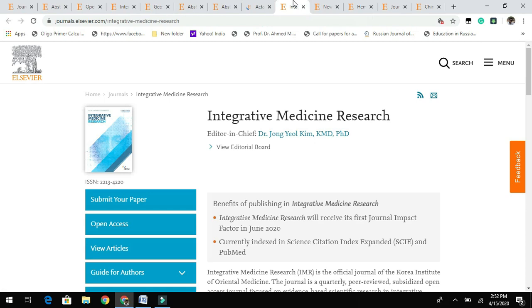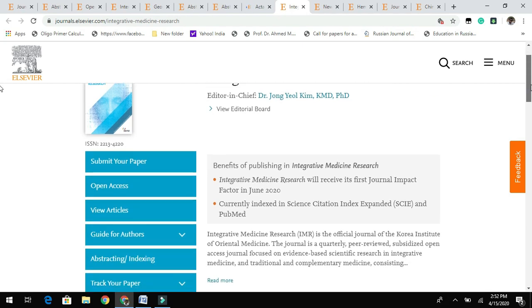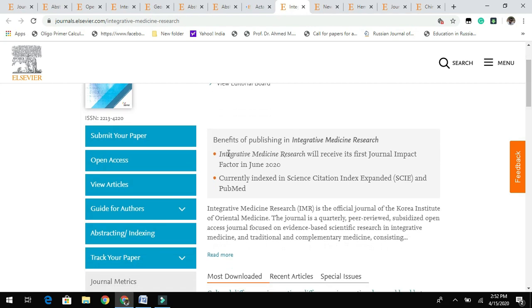So moving on to the next journal, Integrative Medicine Research. Publishing on this journal has a benefit, where it will be receiving its first journal impact factor in June 2020, and currently it is indexed in Sci and PubMed, which is really good, and it is an official journal of the Korea Institute of Oriental Medicine.